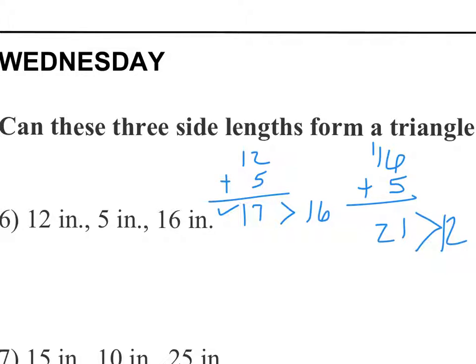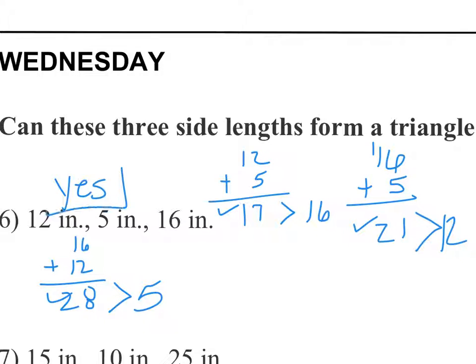Since 21 is greater than 12, I only have 1 more addition problem to do. So now I'm going to add 16 and 12, and that sum of 28 has to be greater than 5, which it is. Since I have all 3 true statements, then number 6, yes, you can form a triangle with those 3 sides.